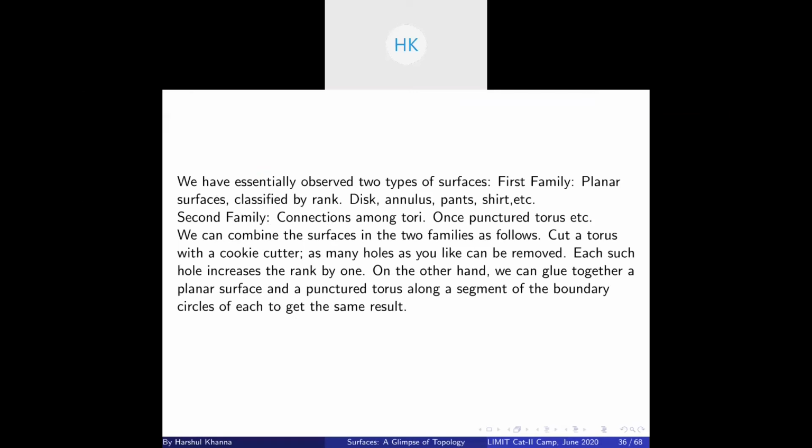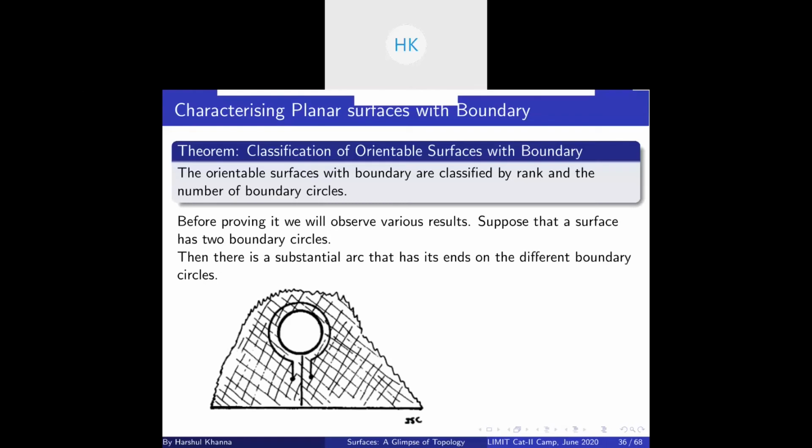So on the other hand, we can glue together a planar surface and a punctured torus along a segment of the boundary circles. Yeah. So now we start the classification of orientable surfaces with boundary. The classification of orientable surfaces with boundary is basically dependent on two things: the rank and the number of boundary circles. That is, if you are given the rank and the number of boundary circles, you can uniquely determine that orientable surface with boundary.